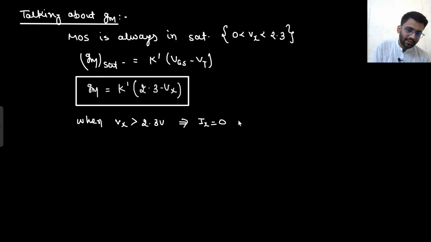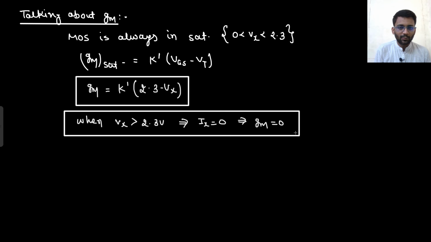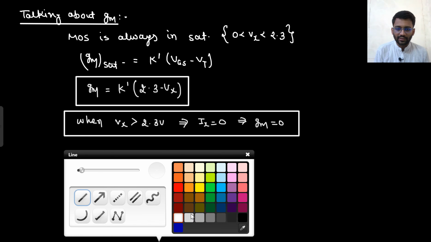Ix will go to 0. If Ix is 0, then certainly Gm will be 0. If there is no current, there is no meaning of Gm, right? So certainly Gm will be 0. So for Vx greater than 2.3, Gm is 0. Otherwise, it is following this equation.